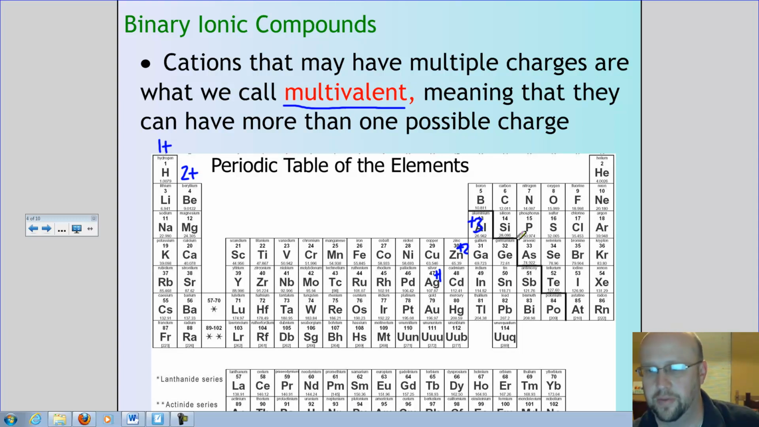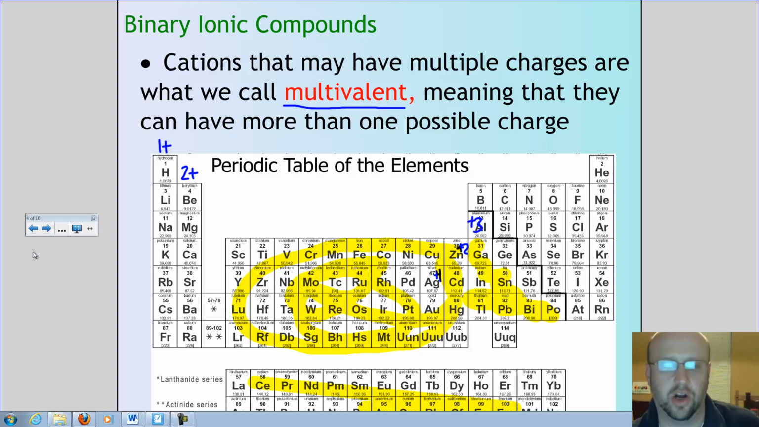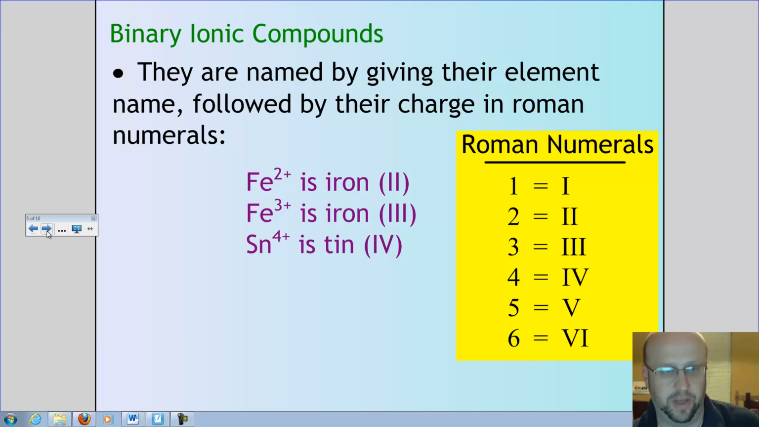So what is all of the other metals? So everything in the P block, over here underneath the staircase. So remember, the ones touching the staircase are metalloids, but all the ones underneath that are metals like lead and tin. Everything in the D block, except for those ones that I've noted here, and then everything in the F block as well. Those are all multivalent. And what that means is that they can have more than one possible charge. And we'll see here in a second that that's going to complicate things for us a little bit, because if we don't know what the charge is, then usually we have to figure it out.